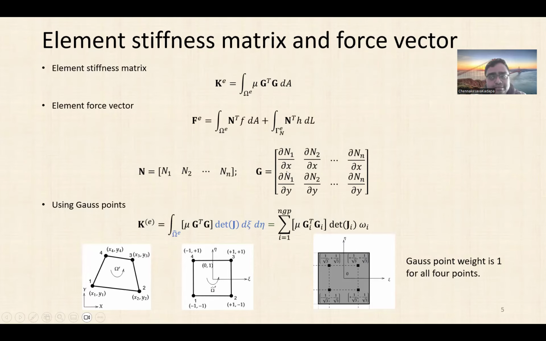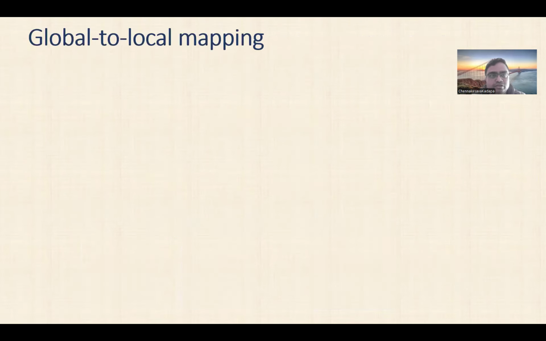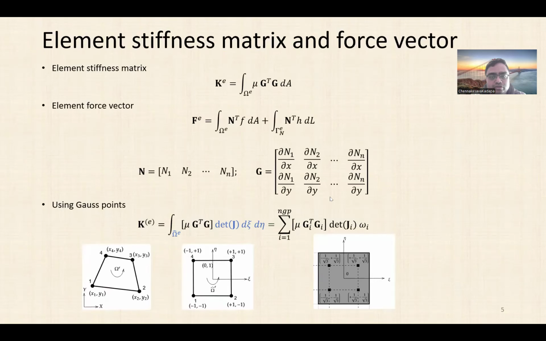Now let's look at the pseudo code before we actually implement this. In the for loop over Gauss points, what do we need? We need mu, we need G, we need J, that is the Jacobian, and we need the weight. Now how do we calculate them?